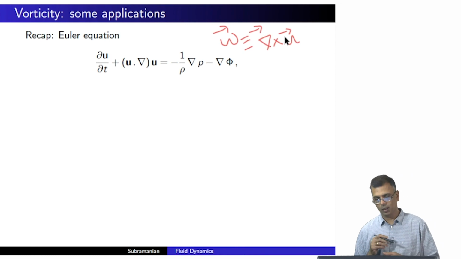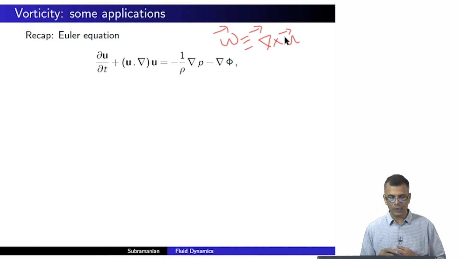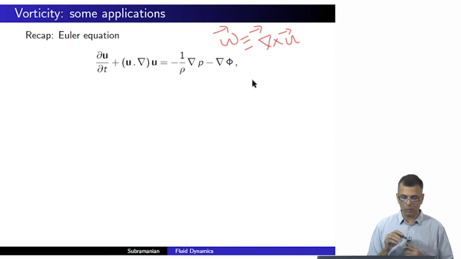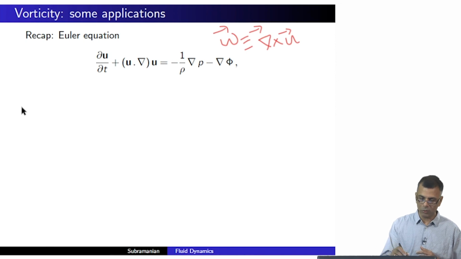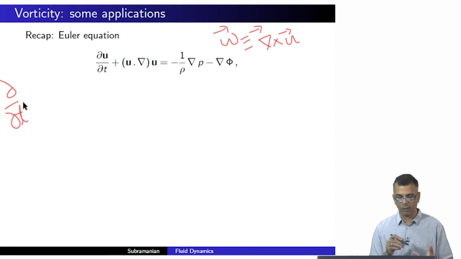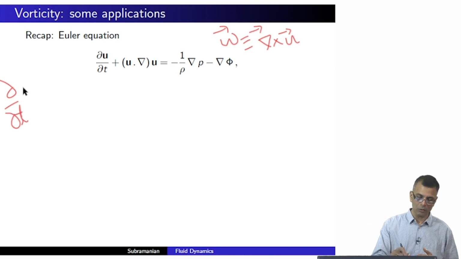This is what the vorticity is defined as. You start with the Euler equation and you take the curl of everything. So what you do is you assume that the space and time derivatives can be interchanged, so you do a d over dt of curl of u.